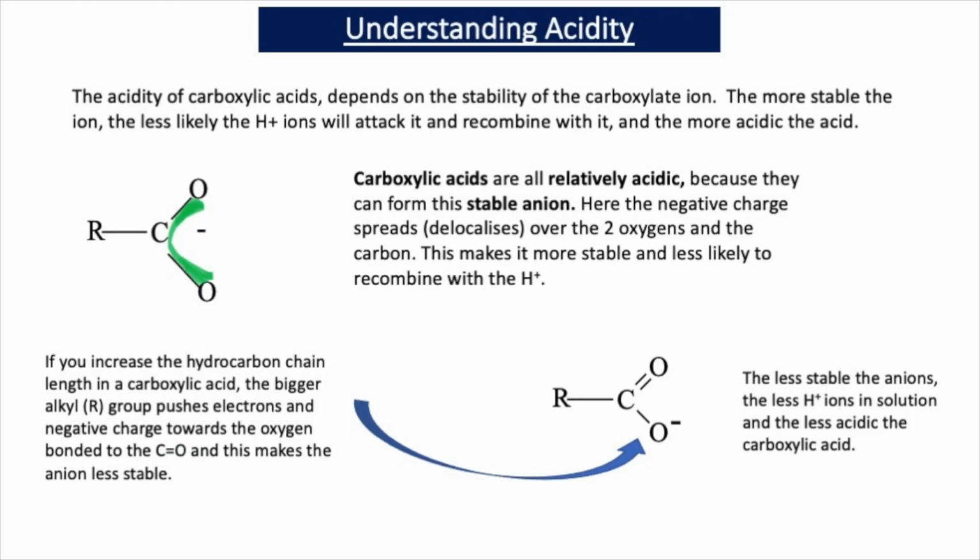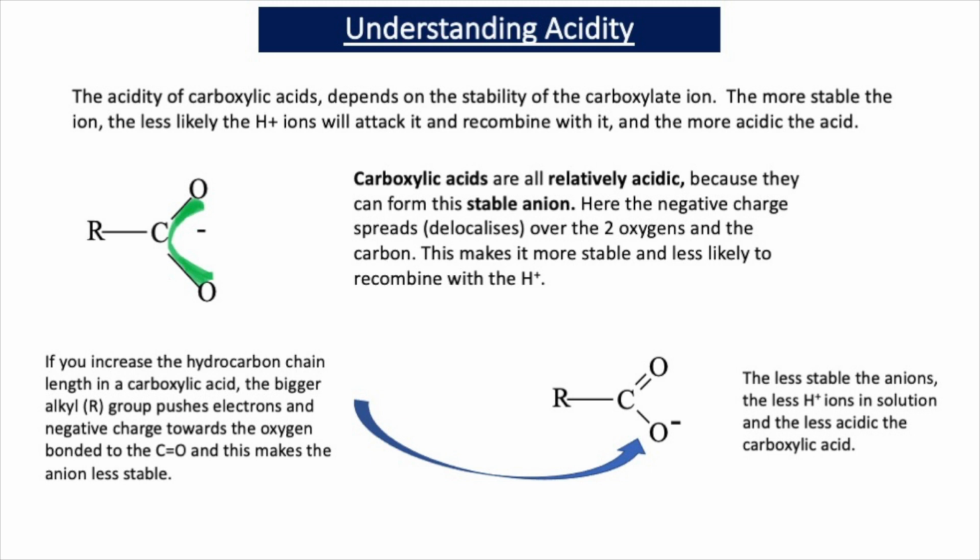Now, the acidity of carboxylic acids depends on the stability of this carboxylate ion, and the more stable this ion, the less likely the H+ ions will attack it and recombine with it, and the more acidic the acid. Carboxylic acids are relatively acidic because they can form this stable anion, and the negative charge can spread over the 2 oxygens and the carbon, making it more stable and less likely to recombine with the H+.